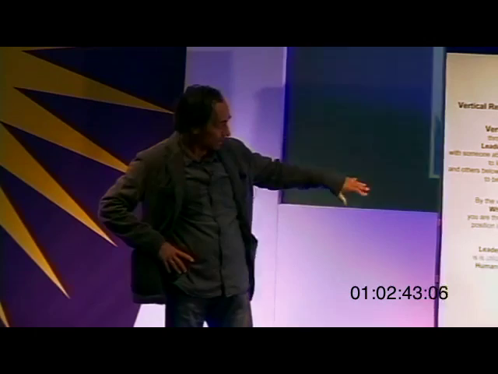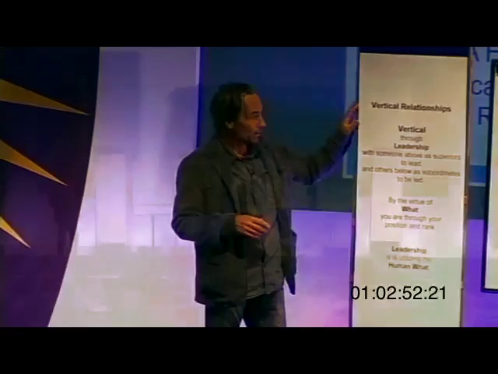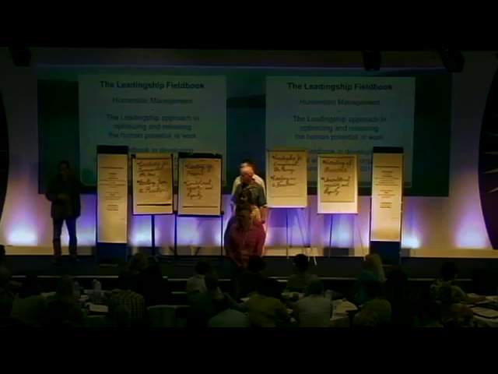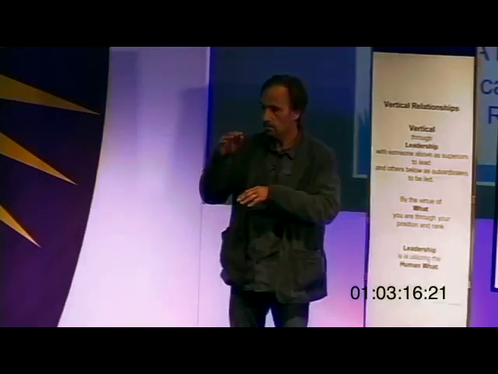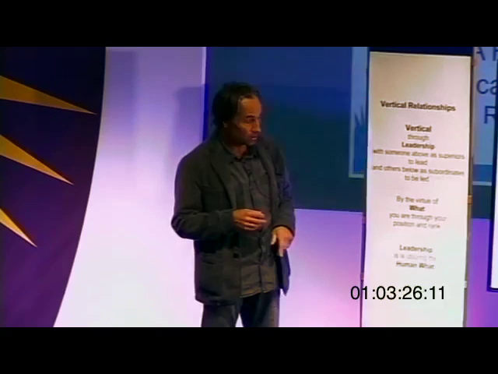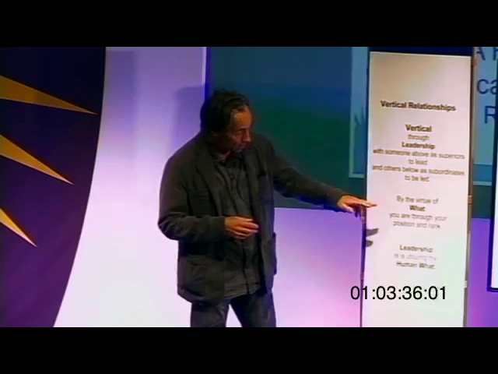I'm going to read these texts for you a little. Is it all right? Because I don't know if everyone sees them as well as I do up here. Perhaps you have heard about these two rooms in the workshops, the vertical room and the horizontal room. These posters have been outside this room just to illustrate what type of room it is. I read it. Vertical relationships. Vertical through leadership, with someone above as superiors to lead, and others below as subordinates to be led, by the virtue of what you are through your position and rank. Yes, in your workplace today.